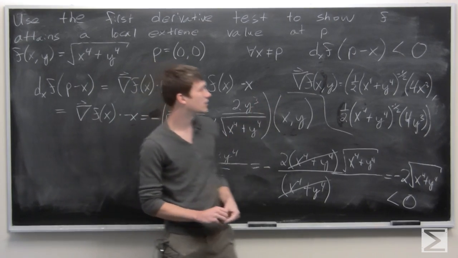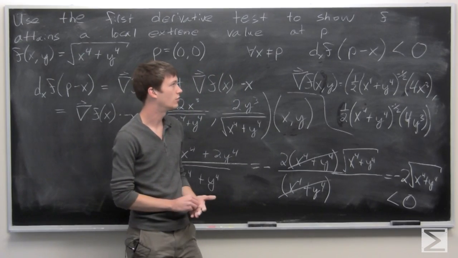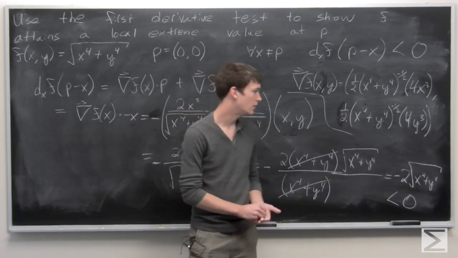So the first derivative test then tells us that we attain a local minimum at the point p, which is (0, 0).